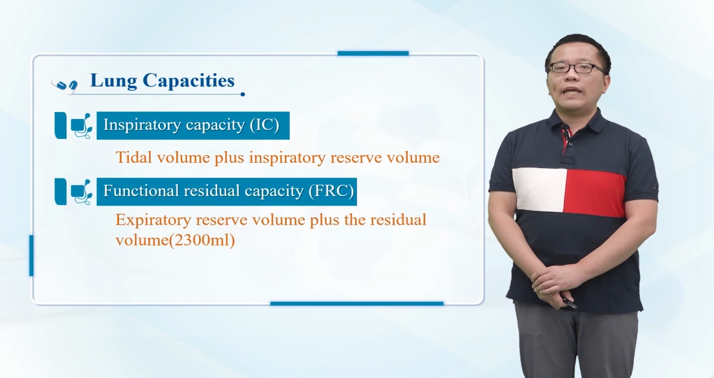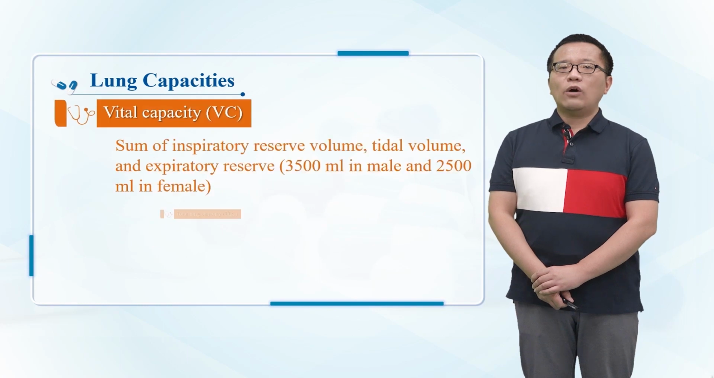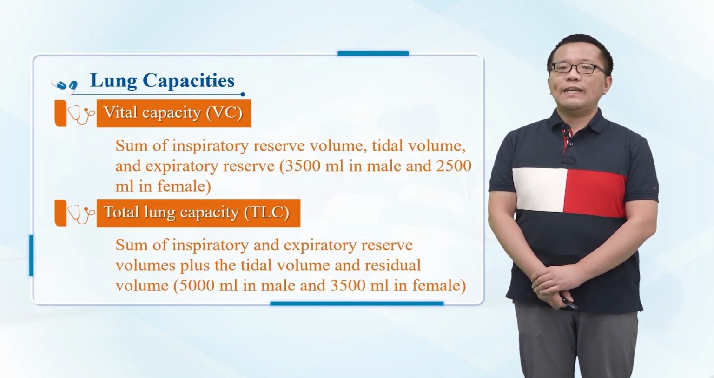Inspiratory capacity (IC). IC is equal to tidal volume plus inspiratory reserve volume. Functional residual capacity (FRC). FRC is equal to expiratory reserve volume plus the residual volume. It is about 2,300 milliliters. Vital capacity (VC). VC is the sum of the inspiratory reserve volume, tidal volume, and expiratory reserve volume.